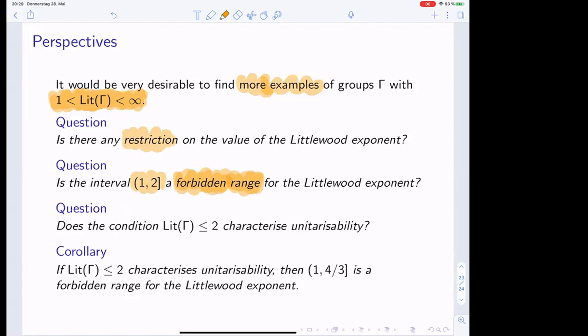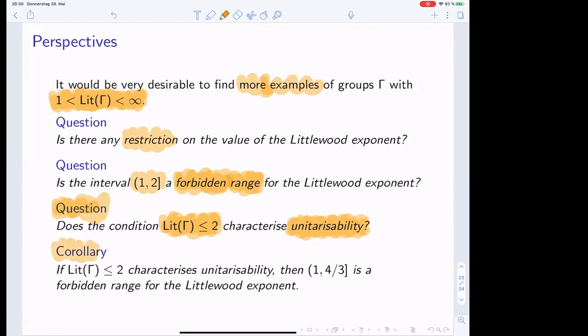A related question, also very interesting, is whether this inequality actually characterizes unitarisability. We don't know that. That would also be very nice. And if that was true, then first of all, it doesn't prove Dixmier's problem, but it gives you a hint that maybe there is a forbidden range.